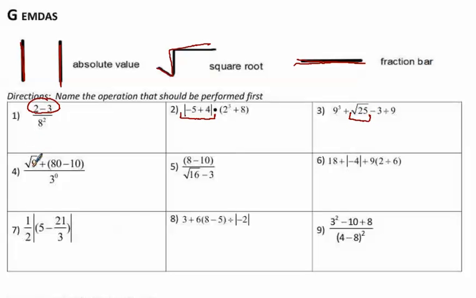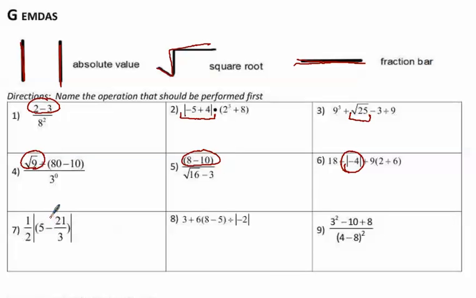Problem 4, once again, square root is a grouping. Although you have a second grouping, square root of 9 comes first. It is the furthest left. Number 5, you want to simplify the numerators, and you have a grouping in the numerator, so that's what you're going to do first. Number 6, you have your absolute value bars of -4. That is considered grouping and the furthest left, so you'll do that first.